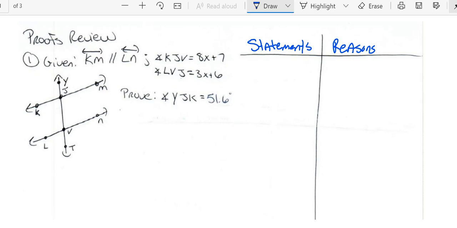Alright guys, I just decided to make a quick video just going through the proofs and stuff like that that you would need for the deductive reasoning review. It should be about 10-15 minutes. For number one, you would start with the given.